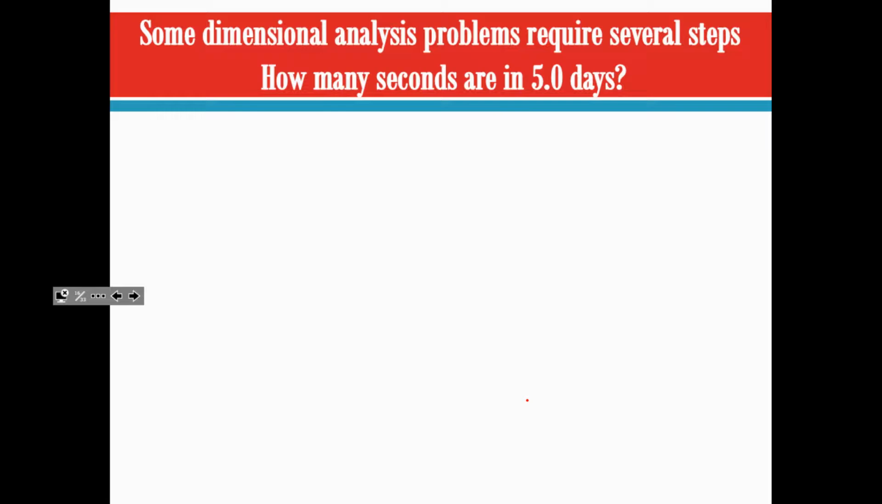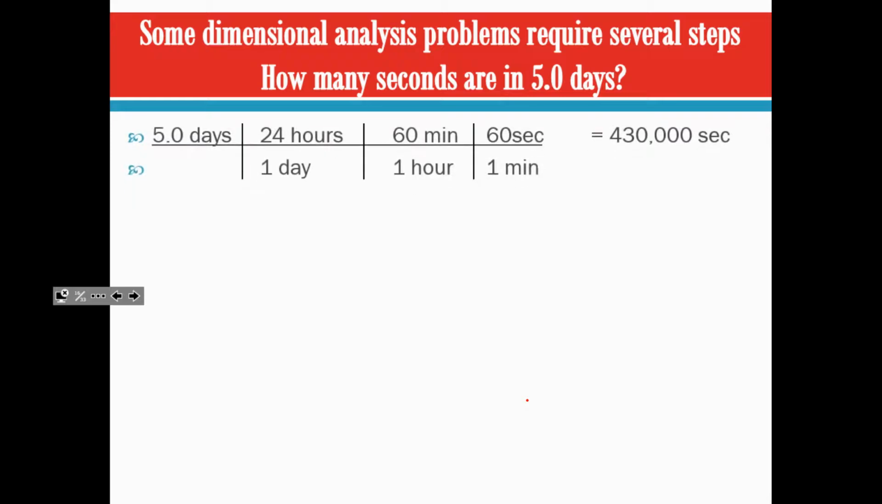Some dimensional analysis problems require several steps, like how many seconds are there in 5.0 days. So take a second, let's go ahead and write this down. I'm going to start with 5.0 days on the top, and you'll notice, and I didn't mention this on the last one, there's nothing on the bottom here because we don't have a second unit to convert. In the next video, we'll discuss how to do that. So if I'm going from days to seconds, that's what I wanted here.